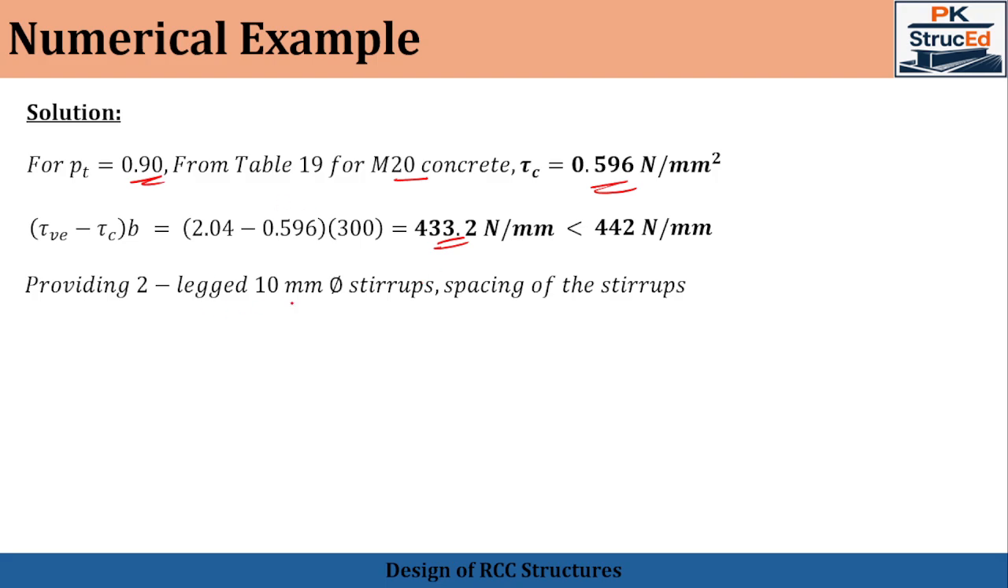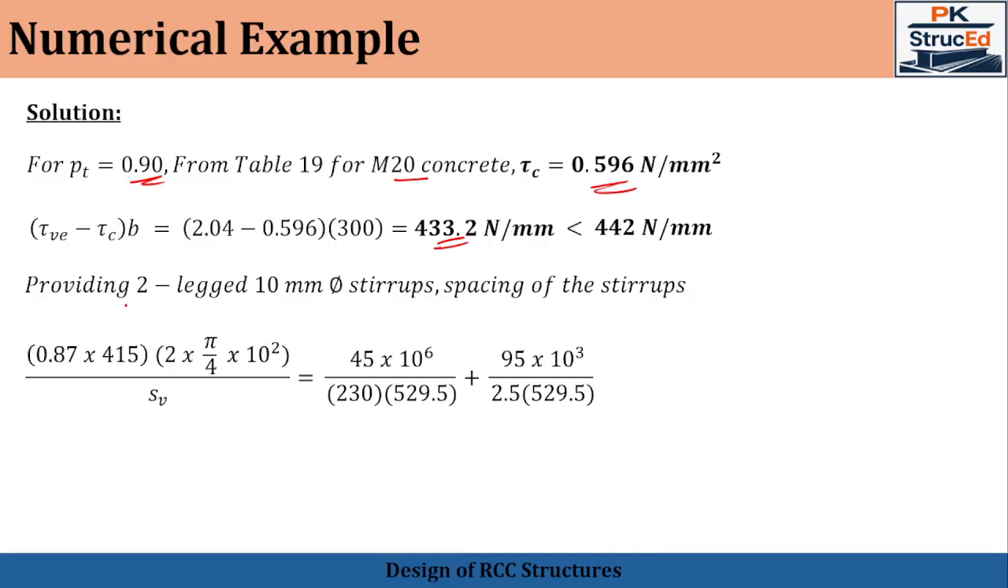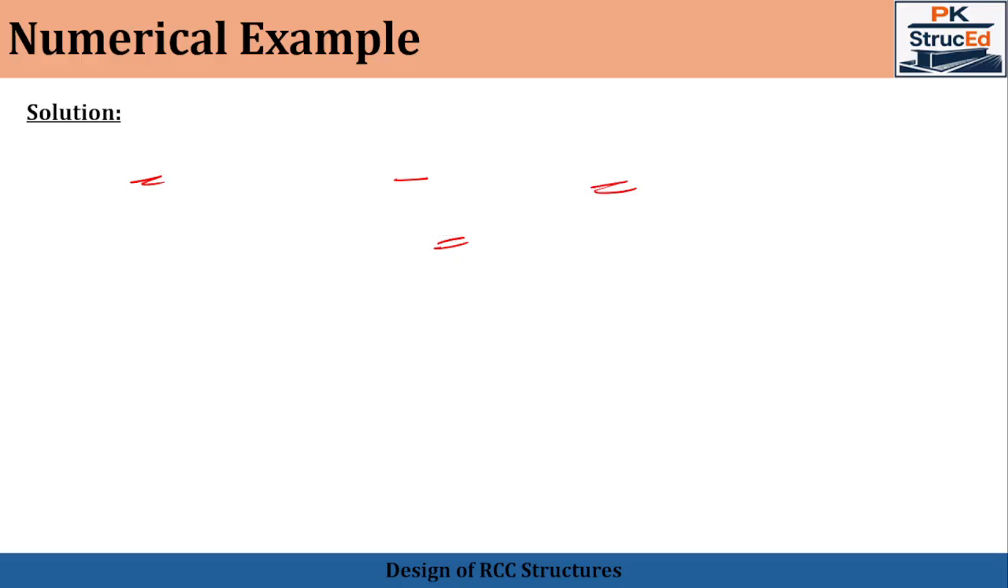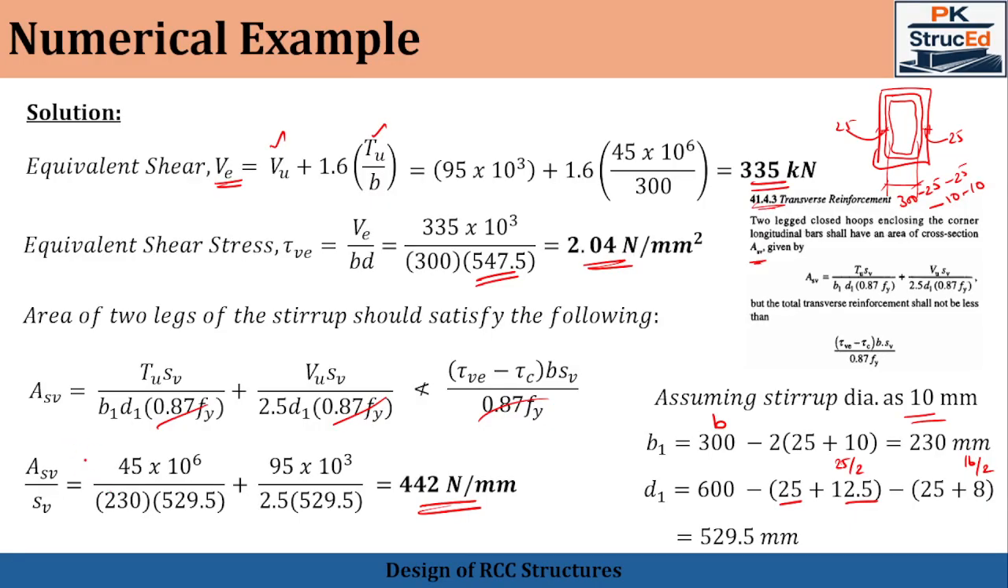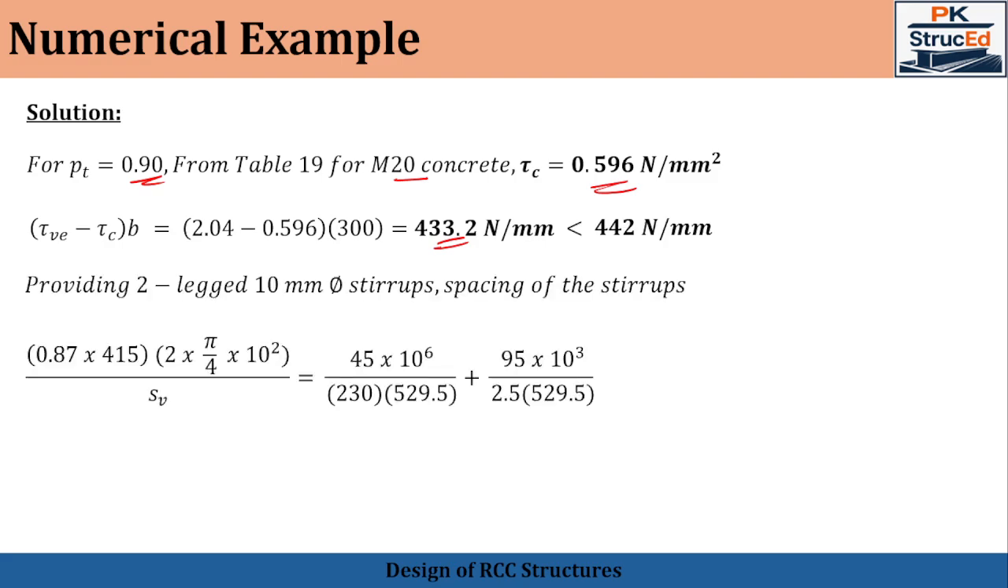Therefore, providing two-legged 10 mm dia stirrups, the spacing of the stirrups will be calculated using the same relationship, that is ASV by SV, which will be equal to TU divided by that value. This formula only we applied, that is ASV by SV is there, right? So here ASV only we calculated, that is 2 into pi by 4 into 10 square. SV is the only unknown in this relationship. So substituting all the values, we are getting the SV as 125 mm. That is the spacing of the vertical stirrups.